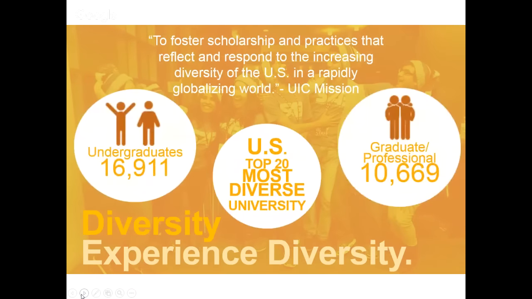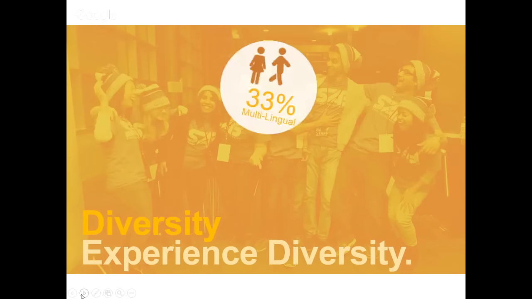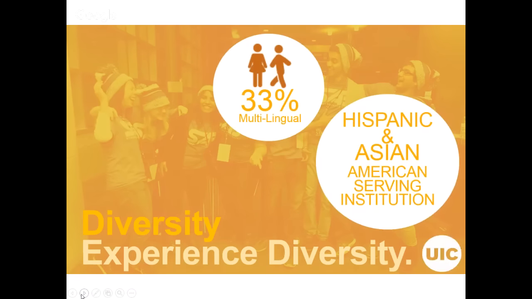We are ranked in the top 20 most diverse university campuses in the United States. And this is among our about 17,000 undergraduates and about 11,000 graduate students. 33% of our students speak English as a second language. So that's very high. And we are a Hispanic and Asian American serving institution, meaning that about 20% of our campus is either Hispanic or Asian.